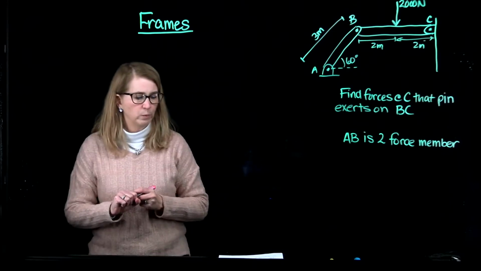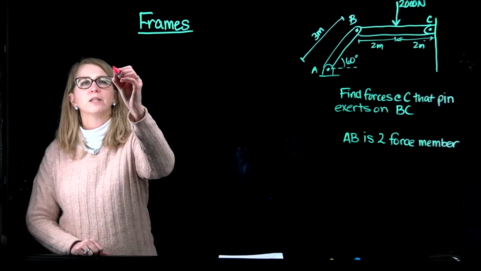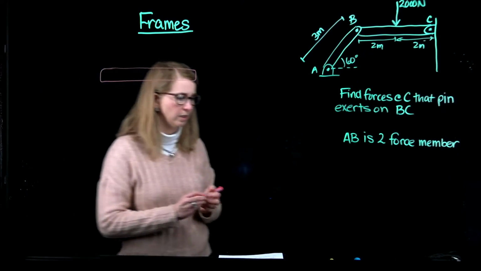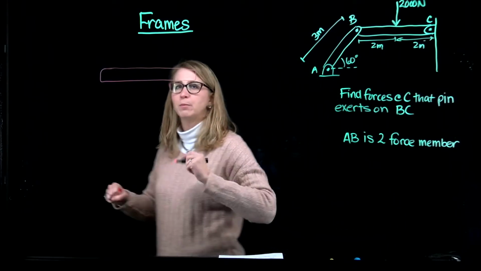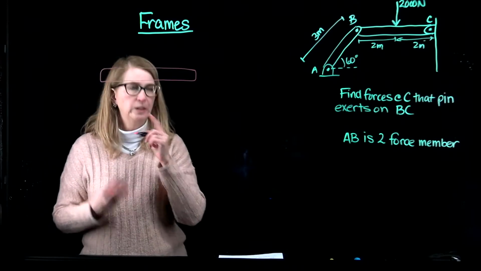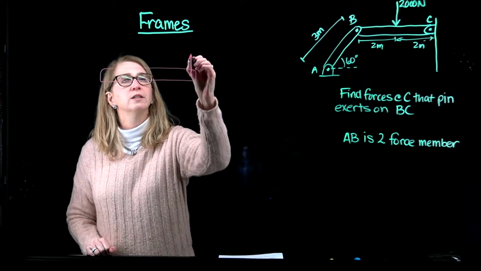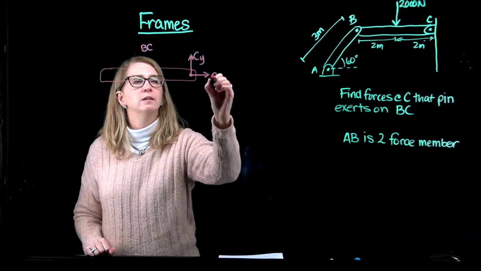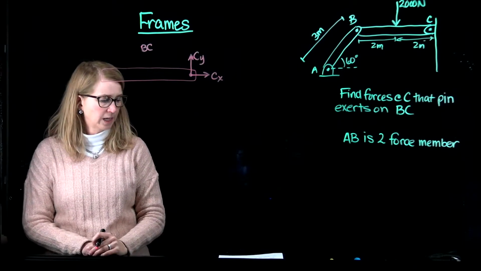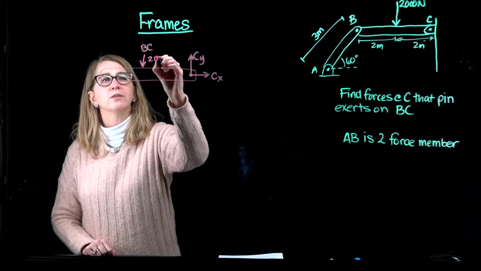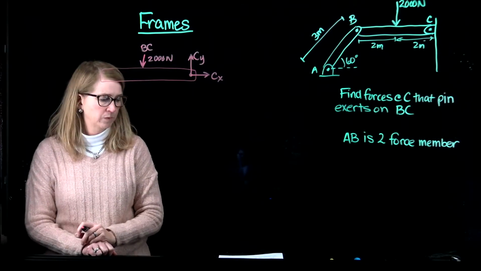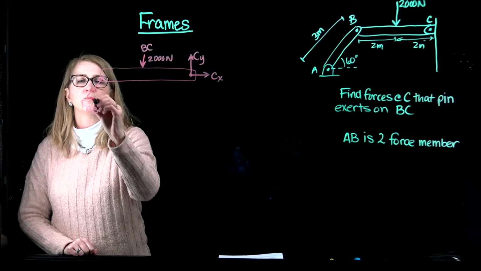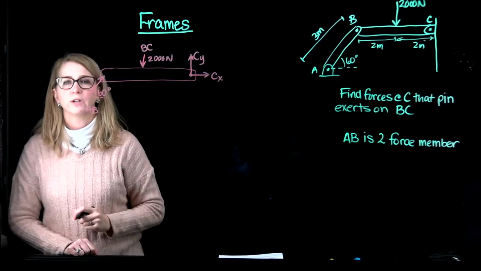All right, so when we want to solve a problem like this, like I said, we take apart the individual members and we label the forces acting on them. And so, for instance, this is member BC. I have force CY and CX. That's a force acting on it. I have the 2,000 Newton force acting there. And then I'm going to draw FAB, which is going to be at a 60-degree angle.